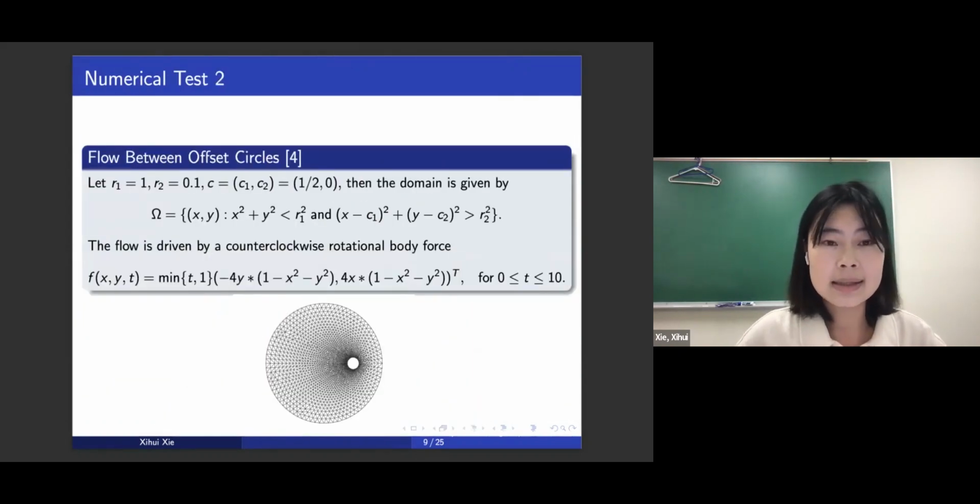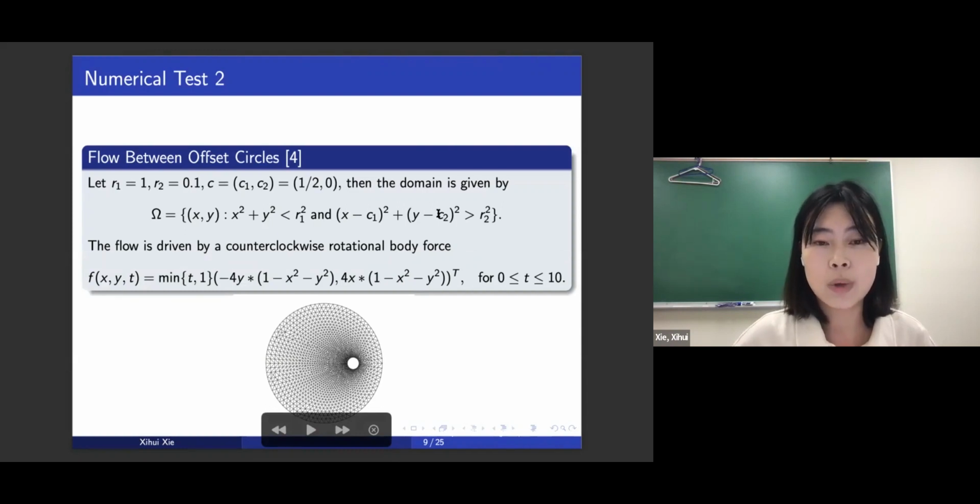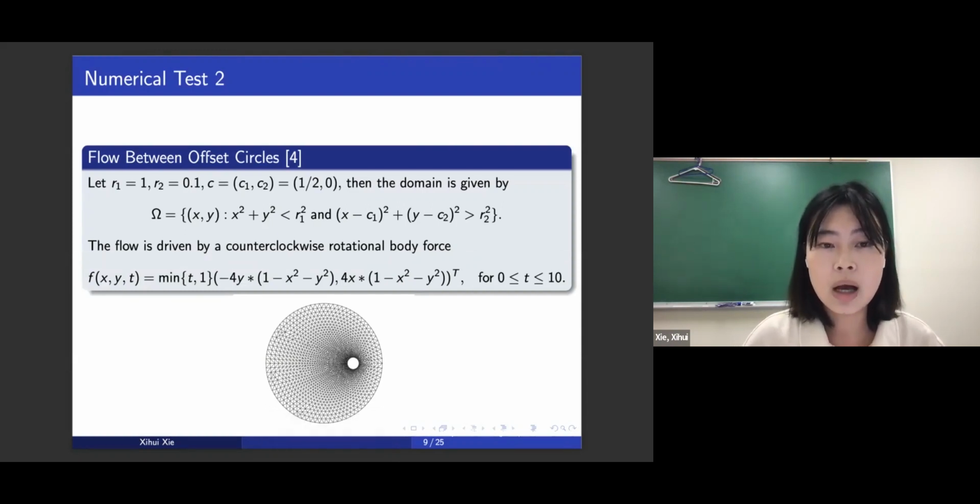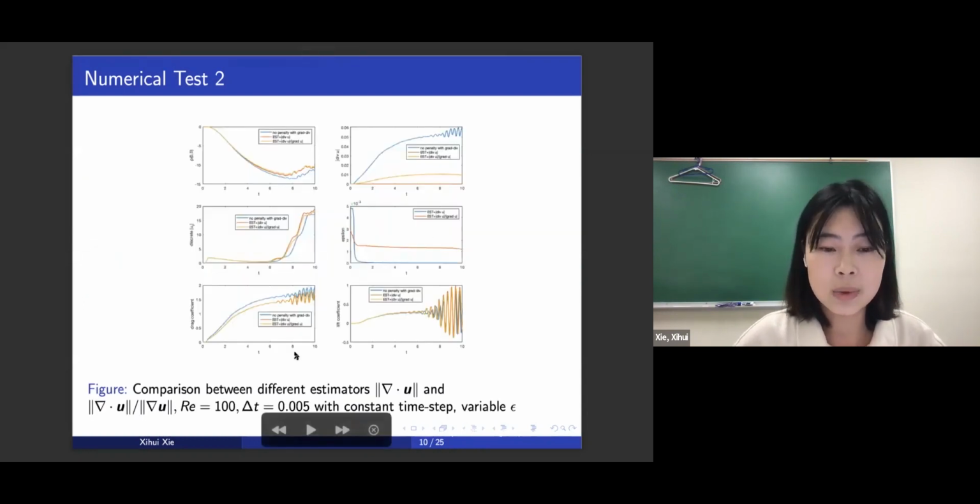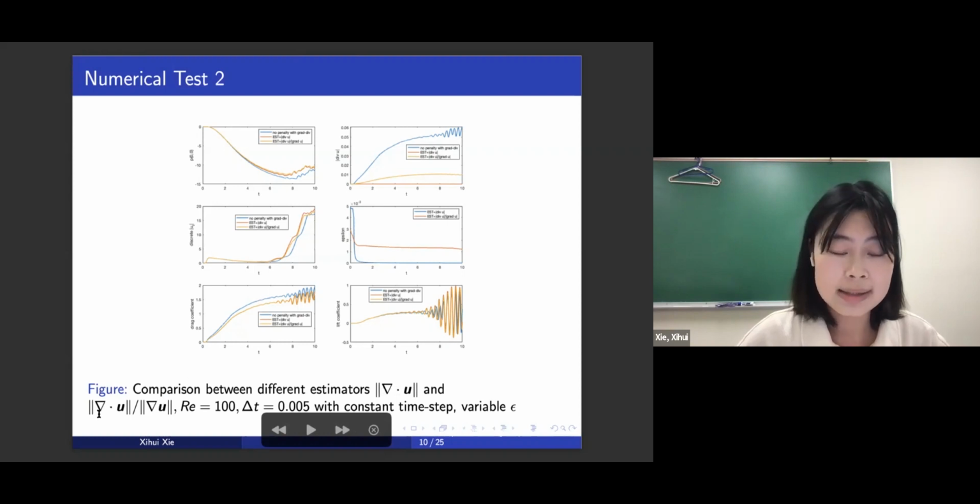The next test is a test for a flow problem. This is a flow between offset circles. In this test, we want to compare two different estimators. The first estimator is naturally the div u norm, and the second estimator is the div u norm over the grad u norm. This relative residual is independent of the size of u, and it also has the benefit of being non-dimensional.